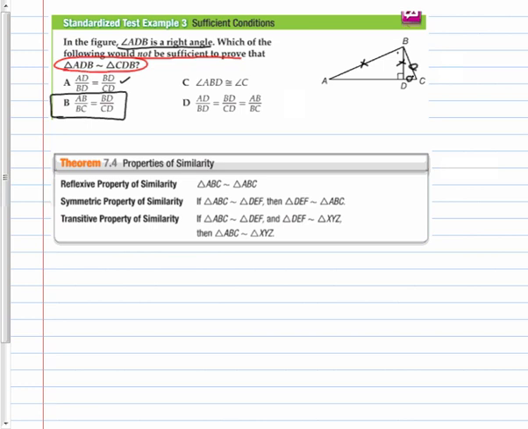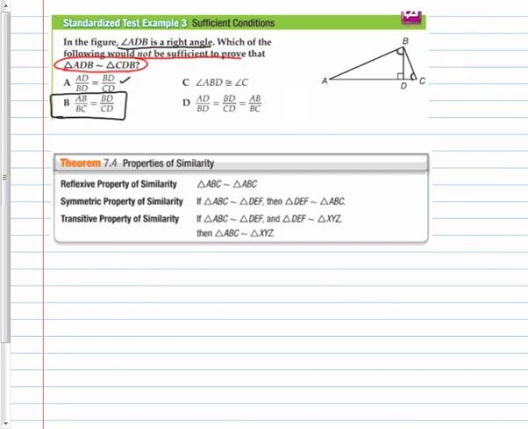Now I want to see if this is enough and why it is enough. There's only supposed to be one that doesn't work. Angle ABD is this one right up here. Angle C is this one right down here. Now that ABD was just in the big triangle. Is that enough? Prove they're similar. What reason?